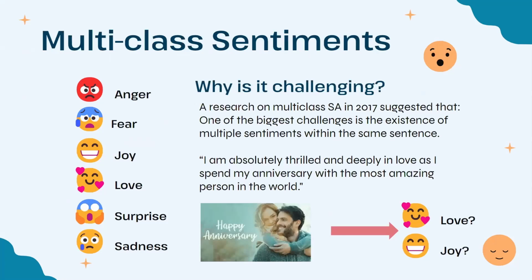It is also a challenging thing to do. Research on multi-class sentiment analysis in 2017 suggests that one of the biggest challenges is the existence of multiple sentiments within the same sentence. For example, in this word onset, we can find that there are multiple sentiments here, and it's hard to determine for AI.